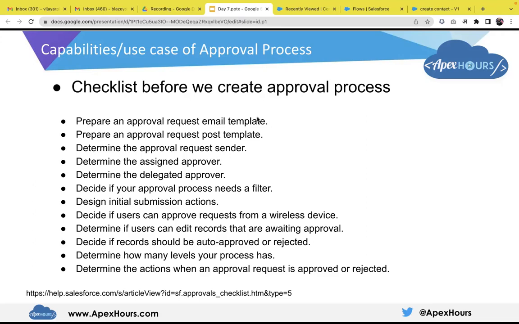We can decide if records should be auto approved or rejected also. Let's suppose you have a criteria where you need to submit a record for approval, but if the approval is being submitted by a specific person or a specific criteria is met, then it should be auto approved or auto rejected. That also you can do. We need to determine how many levels our approval process will have, like whether it's single step, two-step or three-step. Then the actions when an approval request is approved or rejected, we also need to decide.